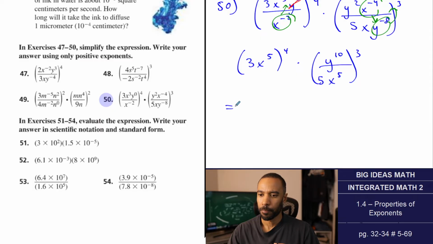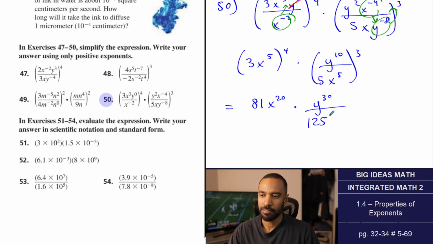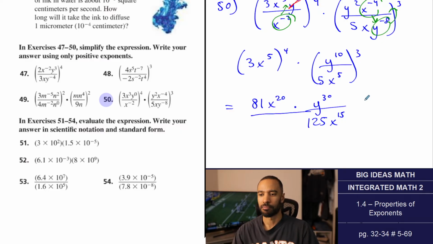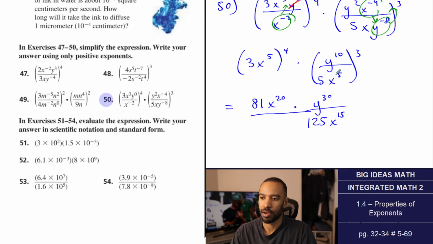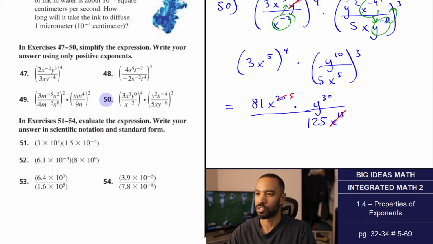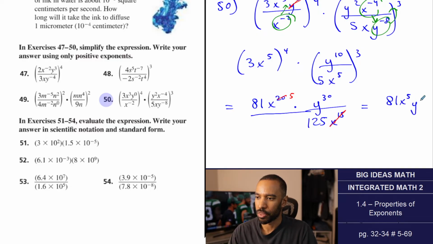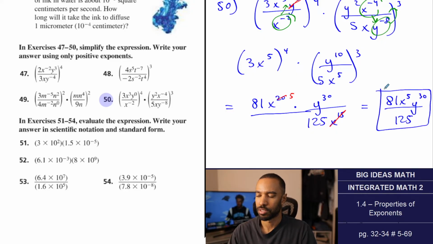3 to the 4th is 81. X to the 5th to the 4th is x to the 20th. Y to the 10th cubed is y to the 30th. 5 cubed is 125. X to the 5th cubed is x to the 15th. Now remember, this is all part of that same fraction. 81 over 125 cannot reduce. X to the 20th over x to the 15th can. And here you'll get x to the 5th on top with no more x's down below. So now you have 81, x to the 5th, y to the 30th, all over 125. And that is simplified.